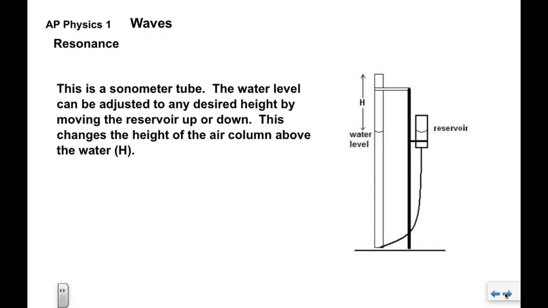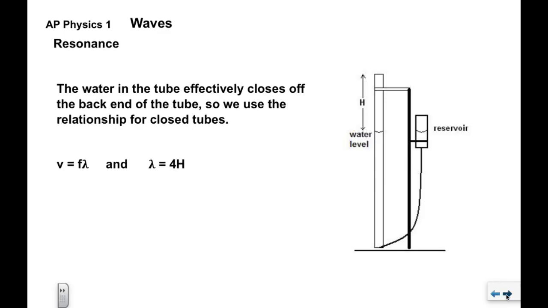So we're going to show this in class also with a device called a sonometer. The sonometer has a column of water here and a tube that connects it to this reservoir. You can move the reservoir up and down, and that'll change the water level in the tube so that you can effectively change the height of the air column above the water. This is effectively a closed tube. It's closed at the back end where the water is and open at the top.